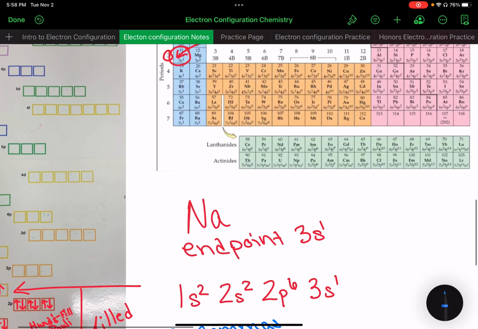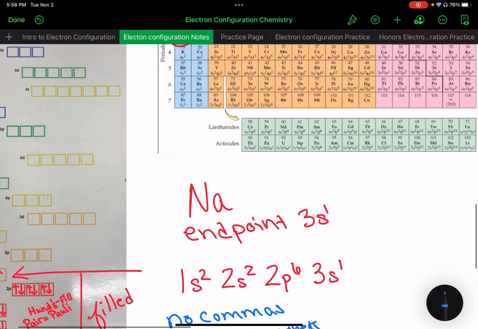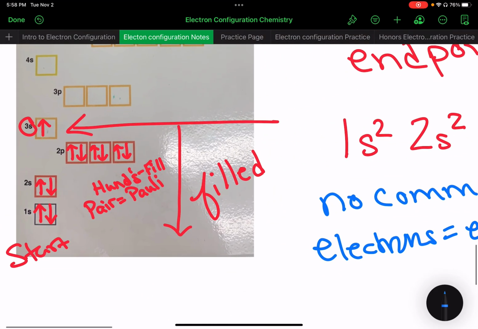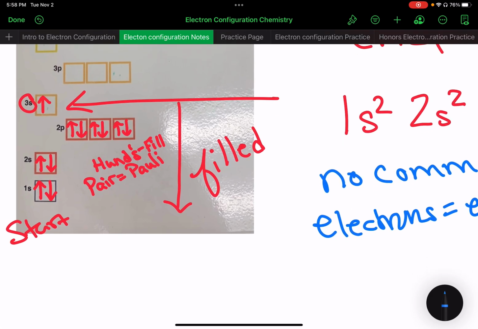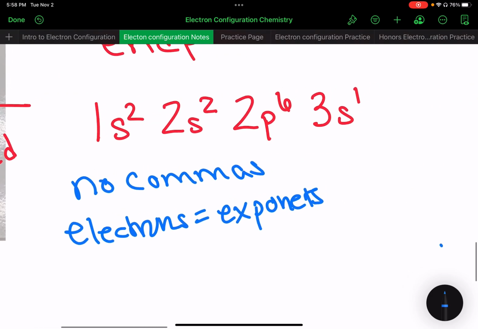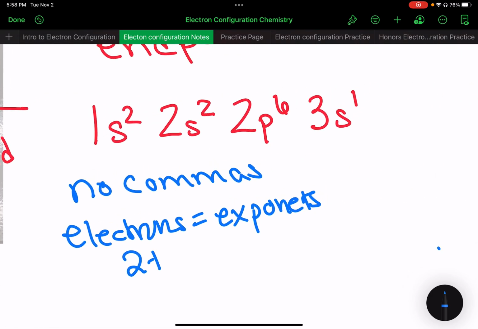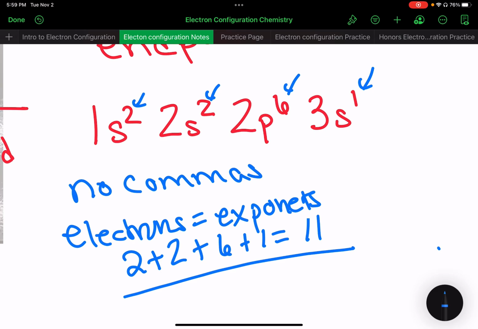So another way of checking this is sodium's atomic number equals 11. And we mentioned earlier I can count my arrows. 1, 2, 3, 4, 5, 6, 7, 8, 9, 10, 11. I got 11 arrows. Yay! Okay. Now, 2 plus 2 plus 6 plus 1 gives me 11. So this one's done right.